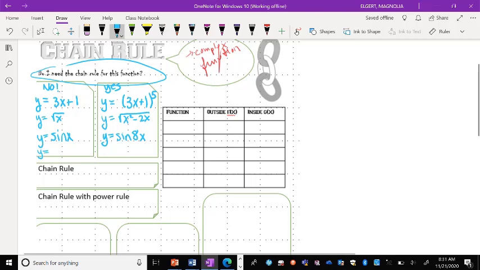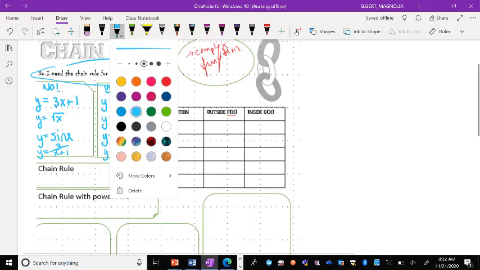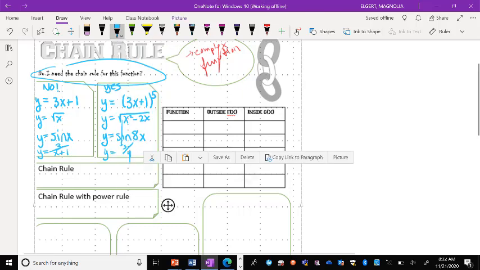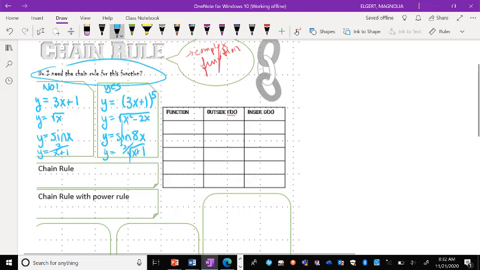Y equals 3 over x plus 1, I don't need the chain rule. Y equals 3 over the square root of x plus 1, there I would need the chain rule. So I use the chain rule when I have very complex functions, what we call composite functions.